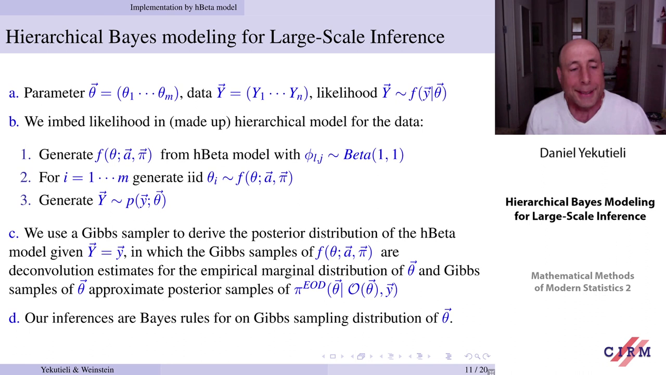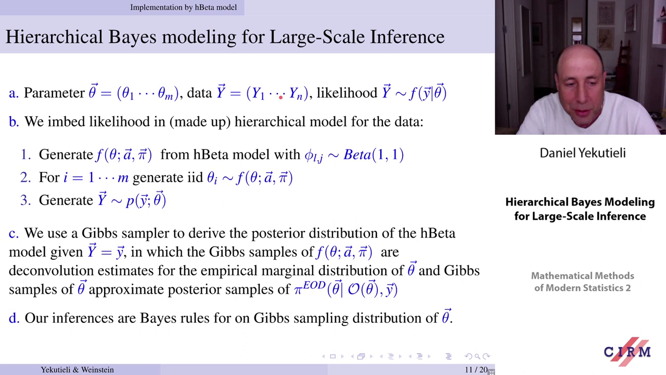The idea is that we use the tool as follows. For our actual implementation, we assume the following. We have this parameter vector, which of course we don't know. We have the data and we have the likelihood. And what we try to do is embed the likelihood in a made-up hierarchical model for the data. Remember, we have no idea how the data is actually constructed, but in order to run our machine, we assume the data is generated as follows.